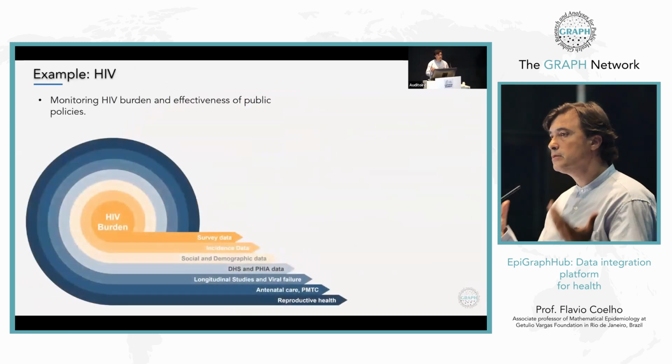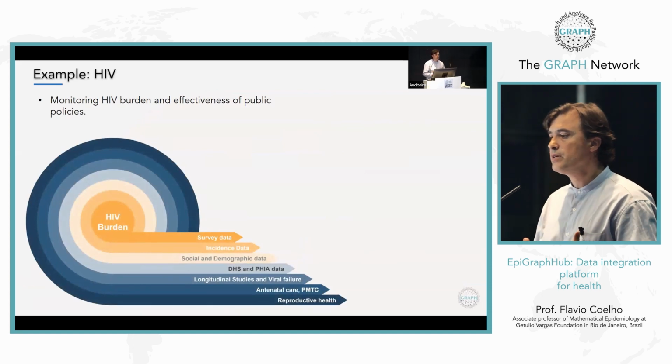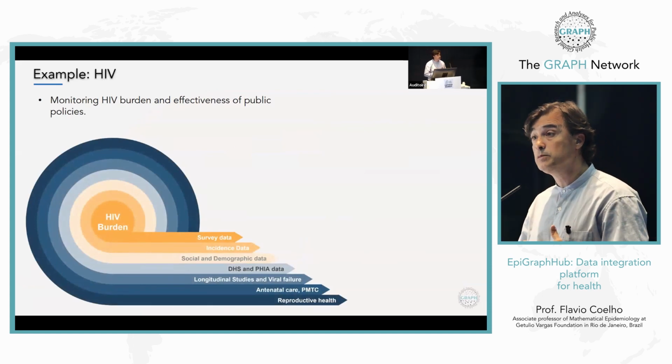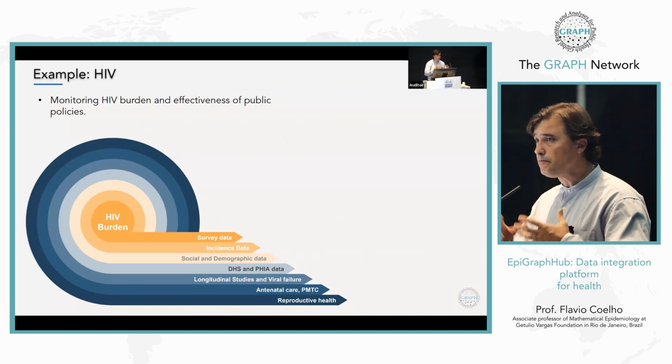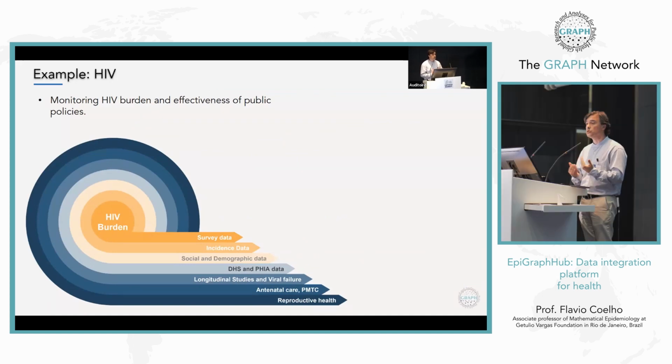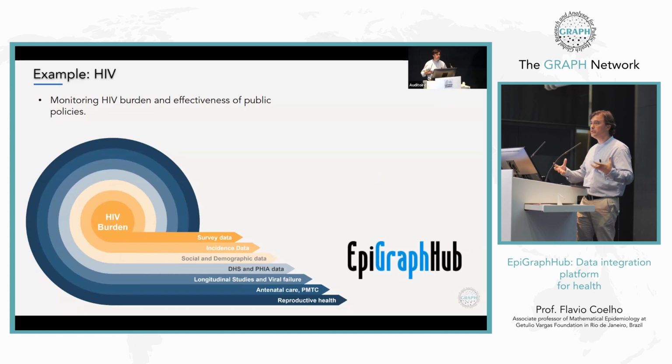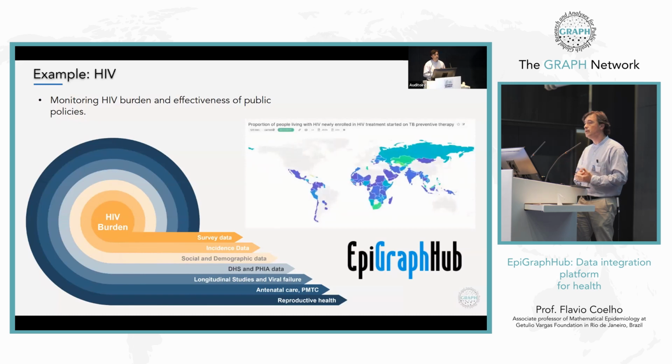So if we think about a concrete example, say we want to look at a complex problem such as the burden of HIV in a country, we know that we'll have to look at several layers of data: survey data, social and demographic data, longitudinal studies. How can we bring this all together? Well, that's exactly what EpiGraphHub is here to do. It facilitates this data integration and hands it back to you in an easy to manipulate and analyze way.